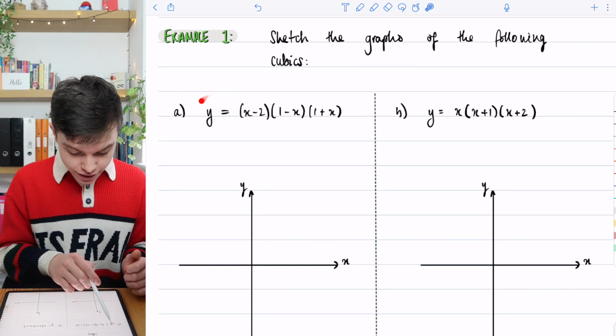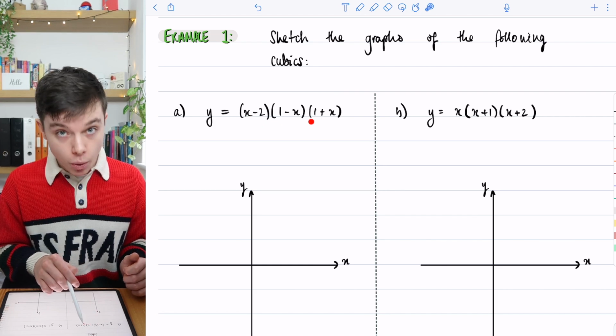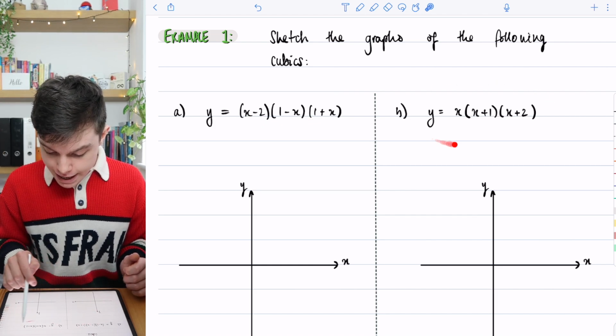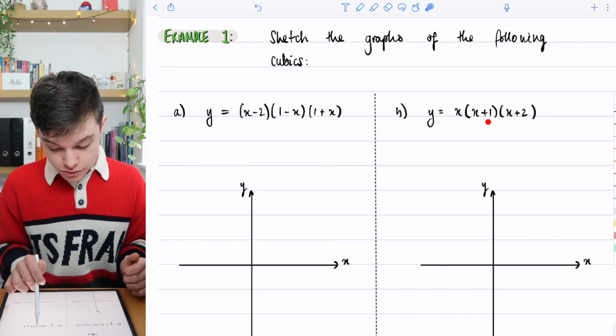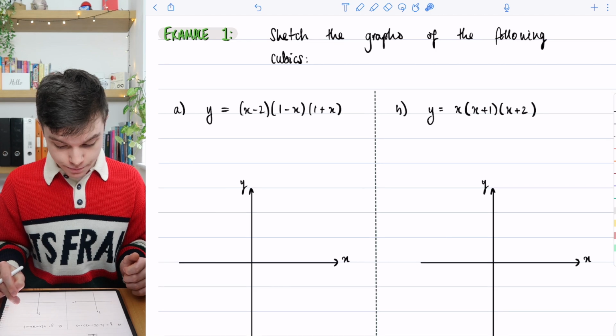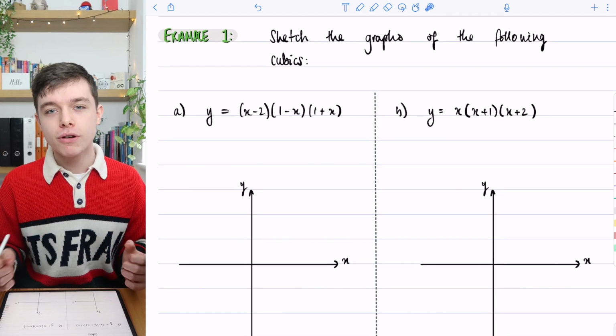And we want to sketch this graph here, which is x minus 2 times 1 minus x times 1 plus x. And then part B, we want to sketch, again in factorised form, x times x plus 1 times x plus 2. Okay, so pause and have a go if you want to. If not, we'll work through it straight away.